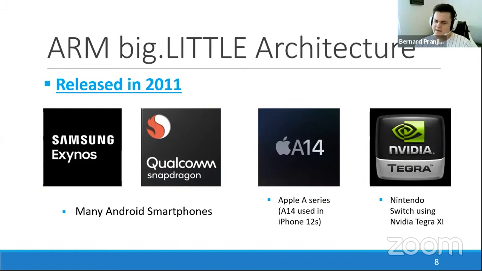The idea of heterogeneous chips isn't exactly new. A very well-known example is the big.LITTLE architecture by ARM. It was released in 2011, and its design is still used in almost all smartphones and even the Nintendo Switch. It is usually used in mobile devices to preserve battery life. So you can run important tasks on the big cores, and those tasks that aren't as important you can run on little cores to save battery life, because that is limited on mobile devices.